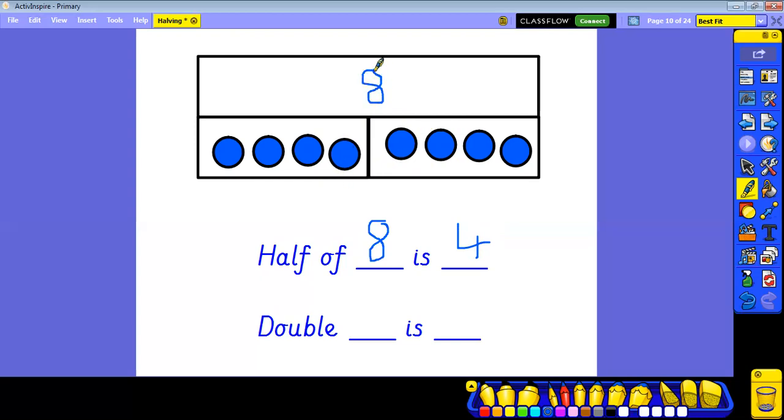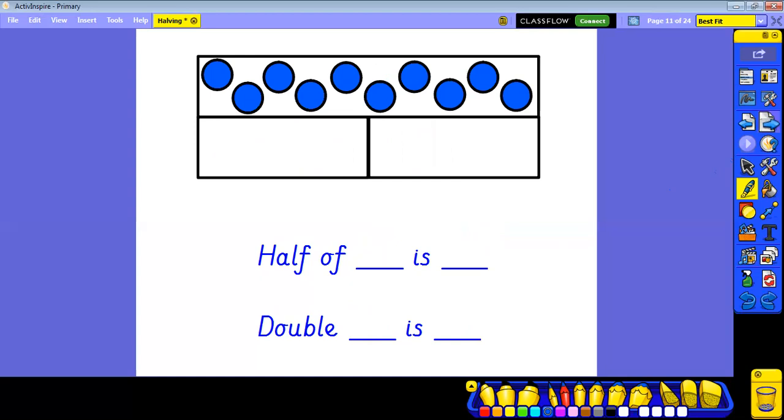But thinking back to Friday's lesson, we could also say, because I've got 2 groups of 4 here, we could say double 4 is equal to 8. Again, pause the video, have a go at filling in this bar model and these sentences by yourself, and we'll go through the answers to see whether you got them right.